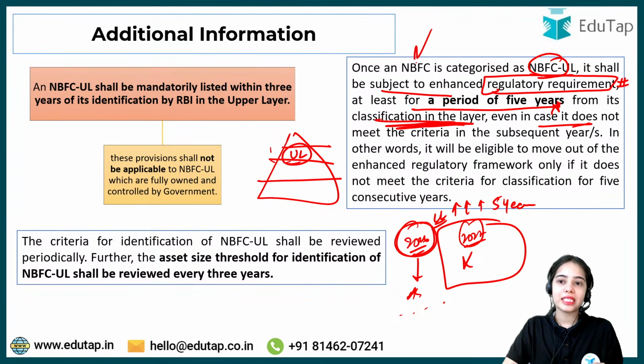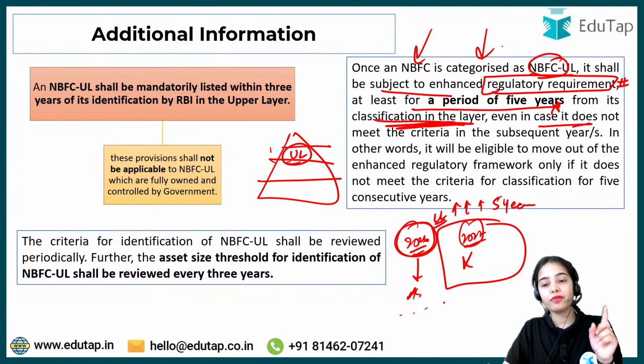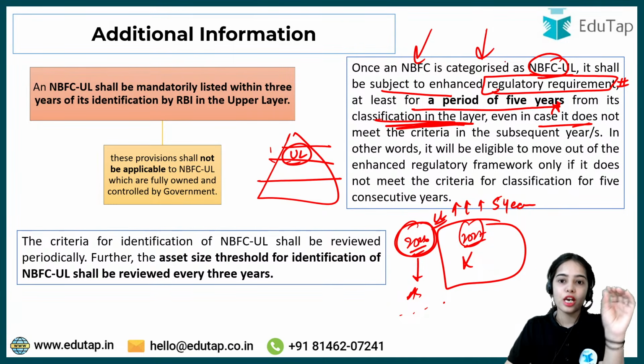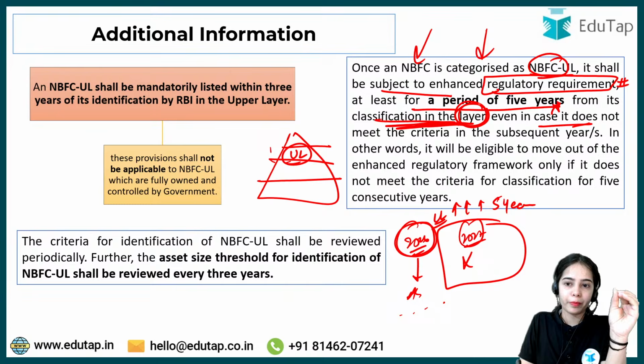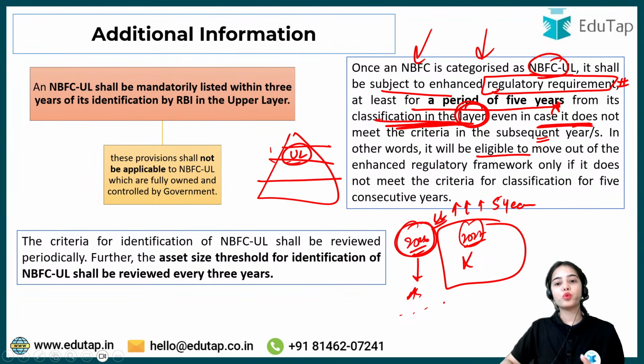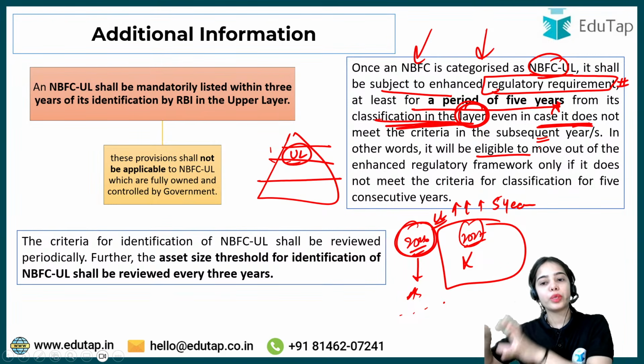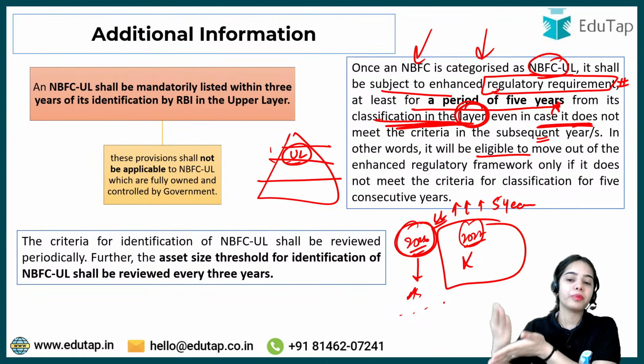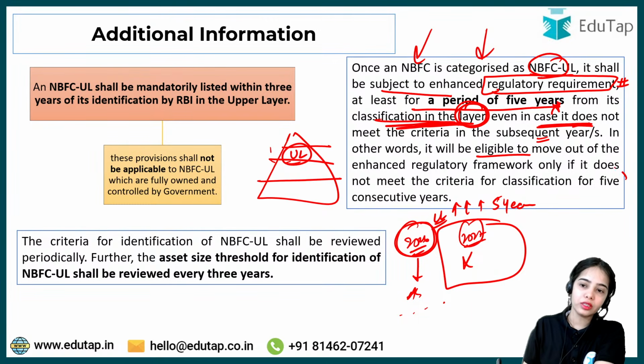So once an NBFC is categorized as NBFC upper layer, it will be kept under the enhanced regulatory requirement for a period of 5 years from its classification in the upper layer. Even in case it does not meet the criteria in the subsequent years, doesn't matter. In other words, it will be eligible to move out of this enhanced regulatory requirement framework only after the period of 5 consecutive years.